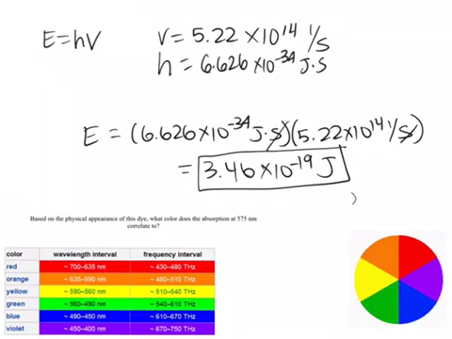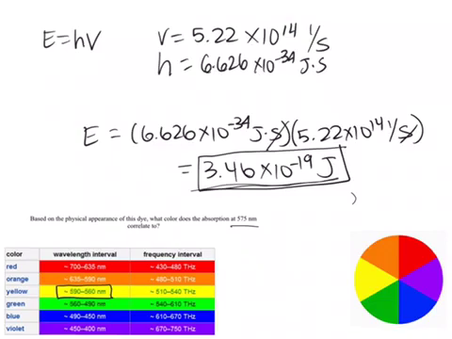Part C asks us to find the color of this dye that absorbs a wavelength of light of 575 nanometers, or light with an energy of 3.46 times 10 to the negative 19th joules. If we look at a table relating the frequency and wavelength of light to the color of light, we can see that a wavelength of 575 nanometers corresponds to yellow light.